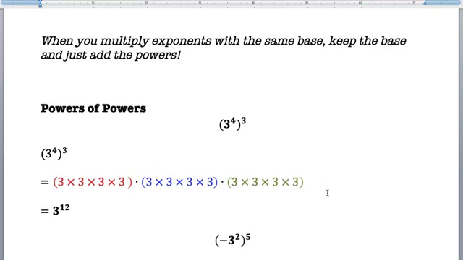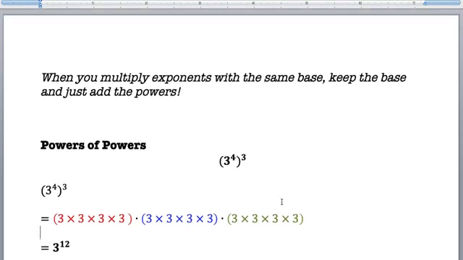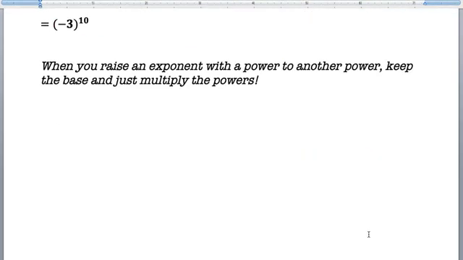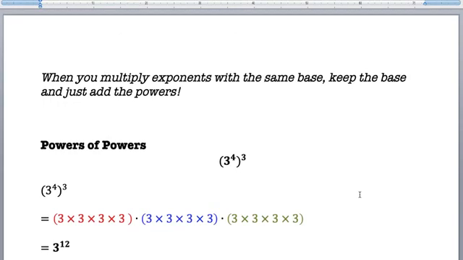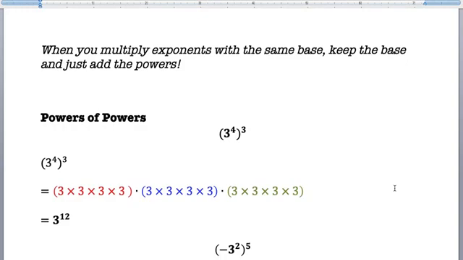Here's another example. See if you can figure out the shortcut or if your shortcut works. In this next example, we have -3 squared, and that is to the 5th power. So (-3 squared) to the 5th power.